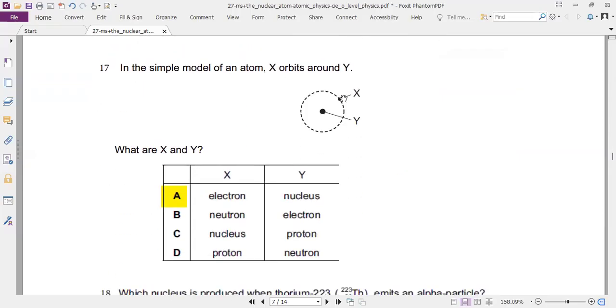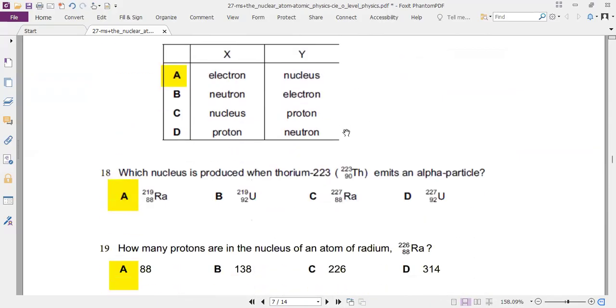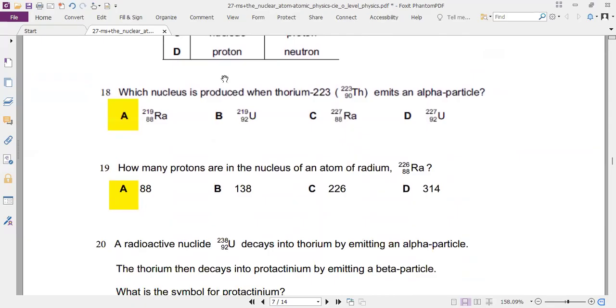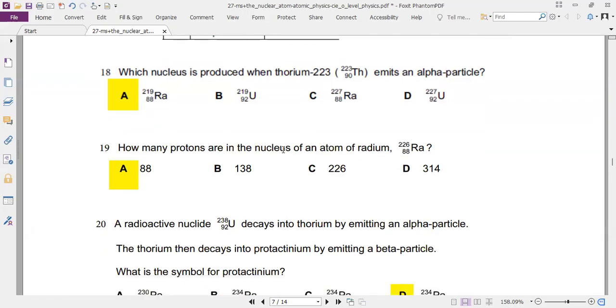What is X? It is an electron, and what is Y? It is the nucleus. Alpha particle emission gives you 90 minus 2 and 223 minus 4, and that is this. The nucleus contains 88 protons.